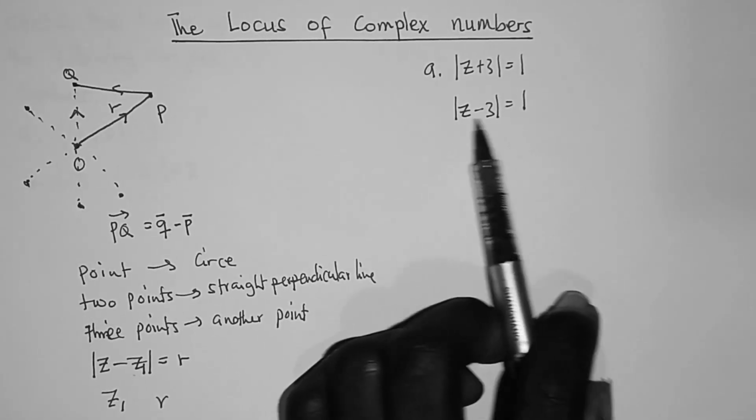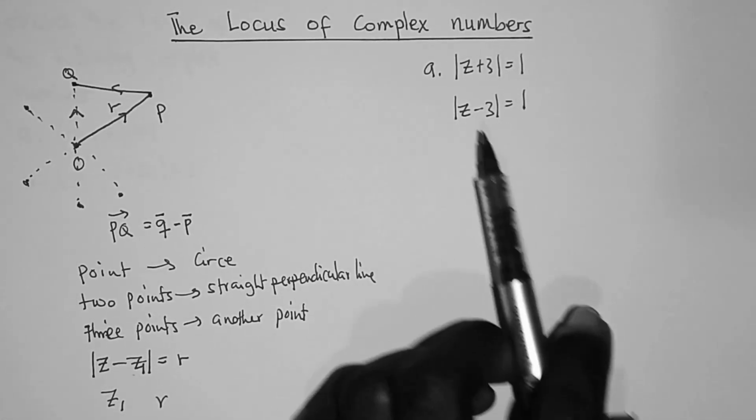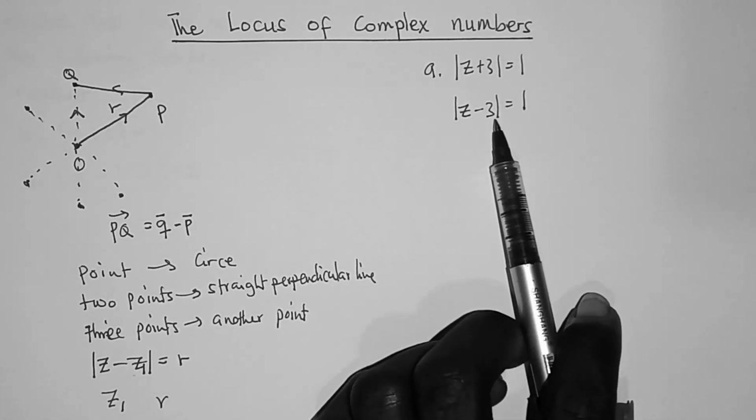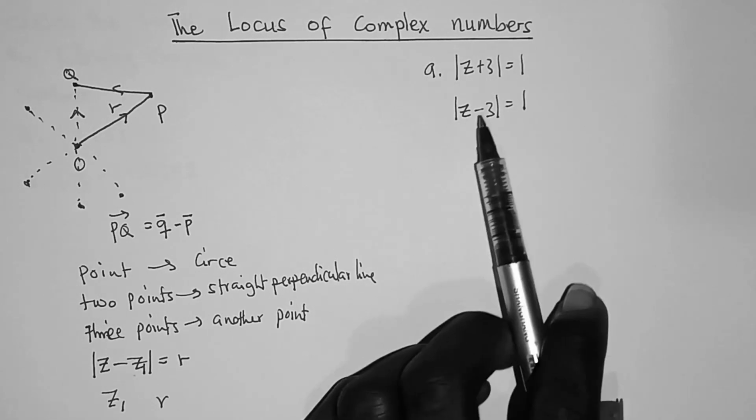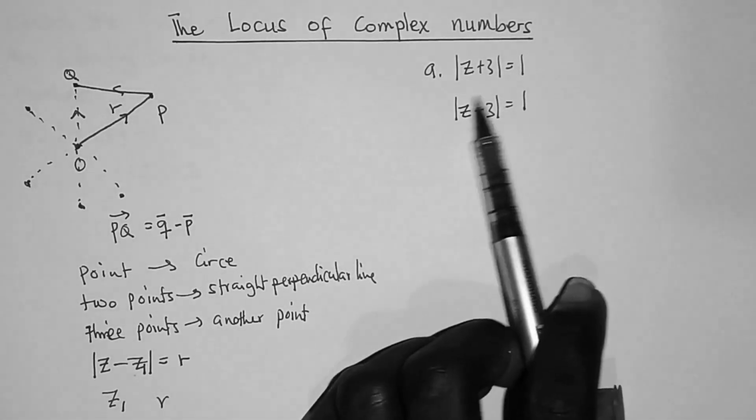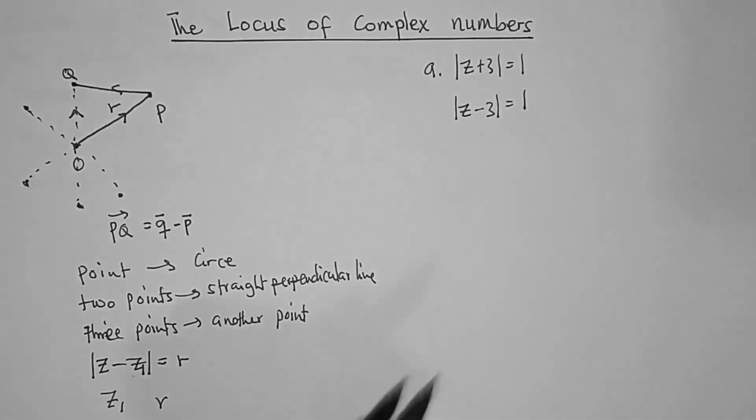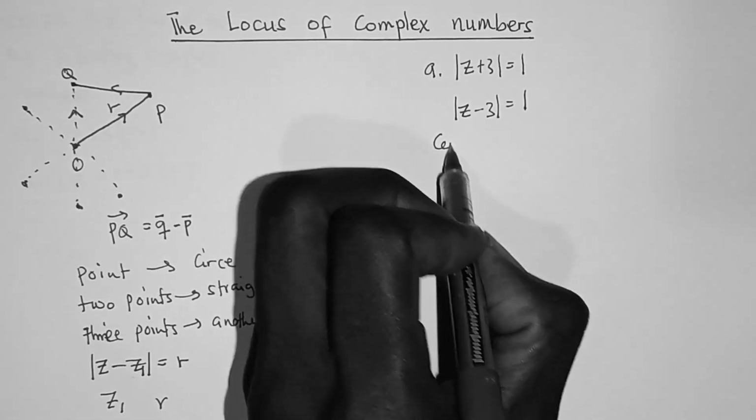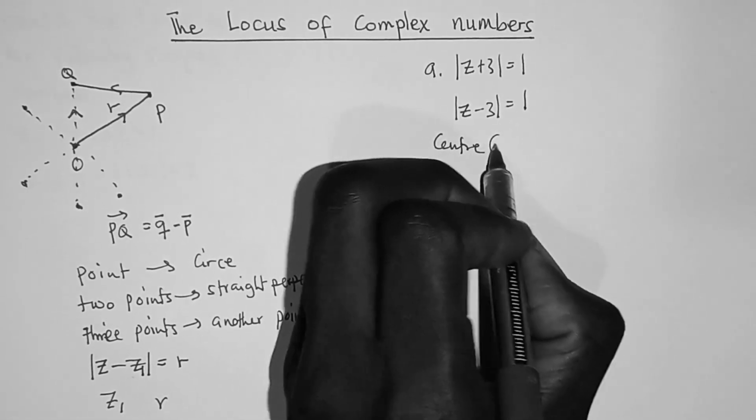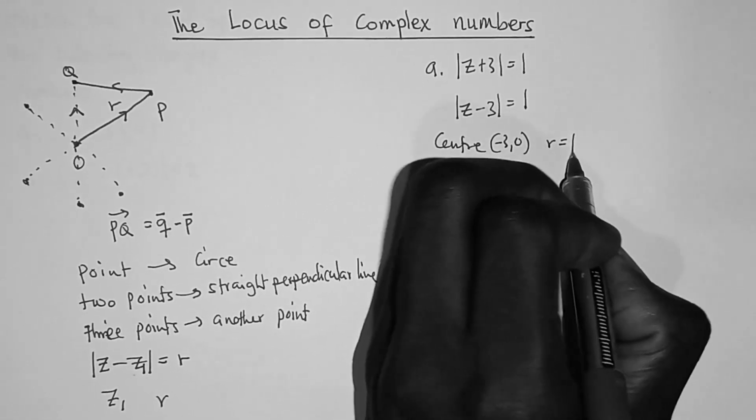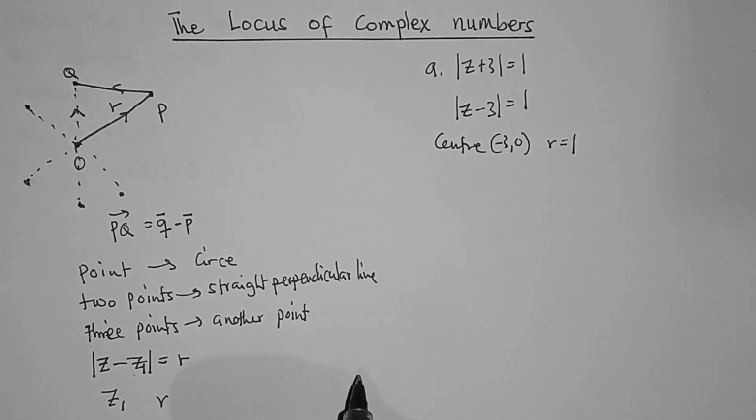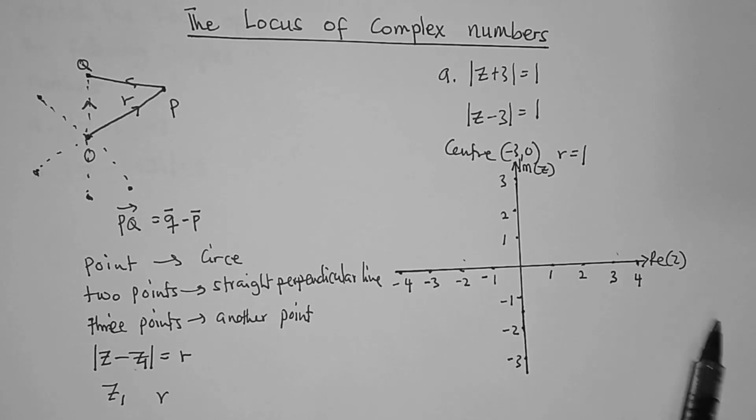If you look at this complex number, you see that the imaginary part is 0. So the locus of this complex number is a circle with center (minus 3, 0) and radius r equals 1. So let's sketch it. So this is the Argand diagram.